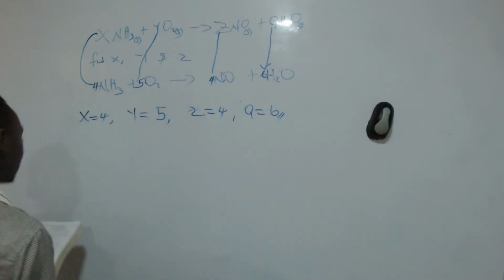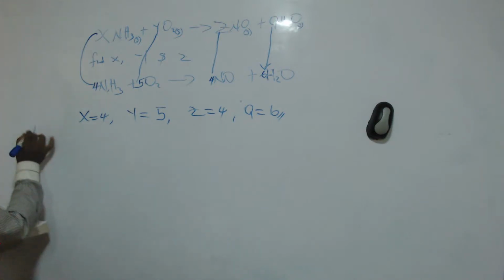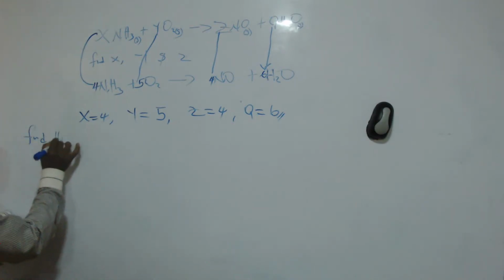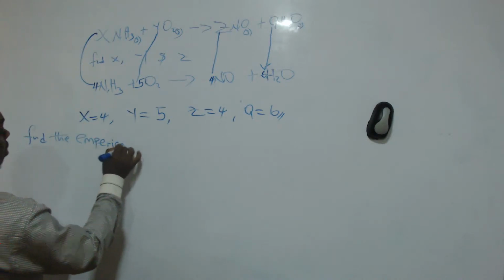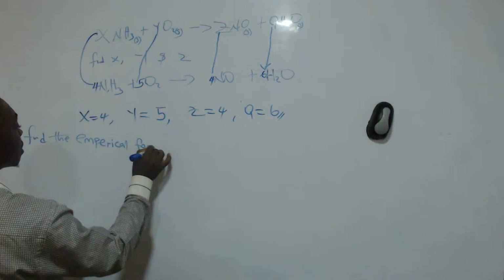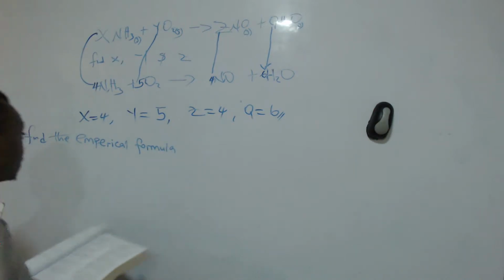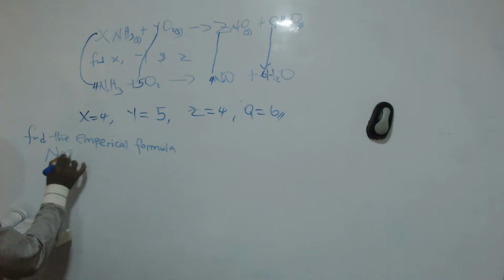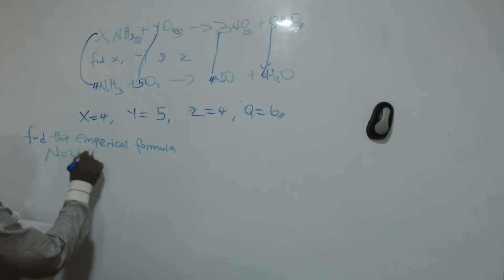Now, imagine I don't give you something like this as an empirical formula. Let's say: find the empirical formula. Define the empirical formula. Now they gave you this nitrogen to be 26 this time around. 26.17%.